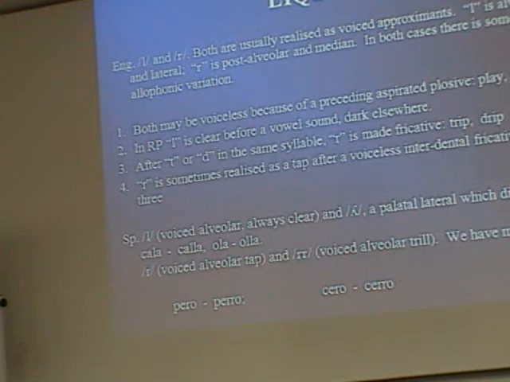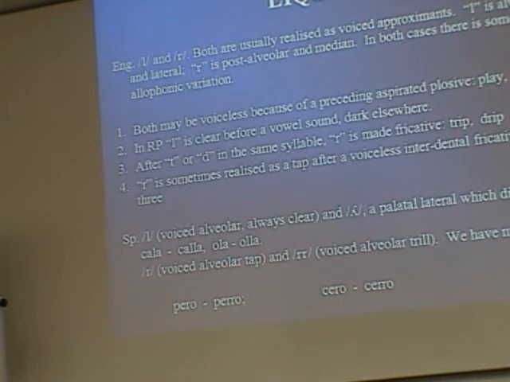The liquids, L and R, are sometimes referred to as liquids. Both of these in English are realized as voiced approximants. L is alveolar and lateral. R is post-alveolar and median. And you will be having lectures about this, I think, tomorrow. So if you're not familiar with these terms, it will become clearer soon. Both of these may be voiceless because of a preceding aspirated plosive, so play and pray have some voicelessness in the L and the R there.